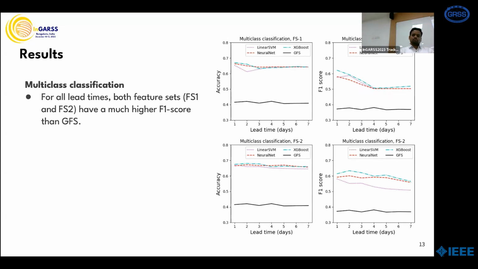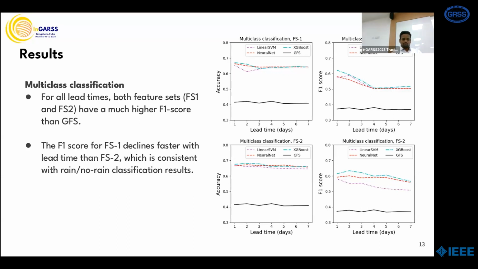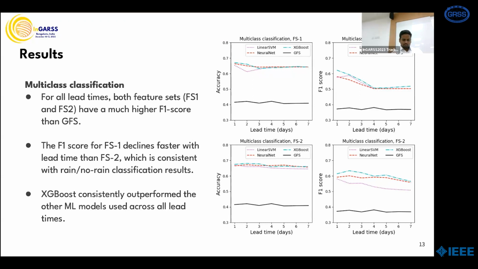The results are organized the same way for the multi-class classification. Here we can see that the accuracy score for the FS1 dataset shows significantly high accuracy. That may be because of the imbalanced dataset of the rainfall for the multi-class classification. Therefore, here we have plotted the weighted F1 score. But still, we can see the weighted F1 score shows significant improvement over the GFS baseline for FS1 as well as FS2 scenarios. You can see that the F1 score for FS1 declines faster with the lead time than FS2, which is consistent with the rain or no rain classification figures. The XGBoost system consistently outperforms the other machine learning models used across all lead times.